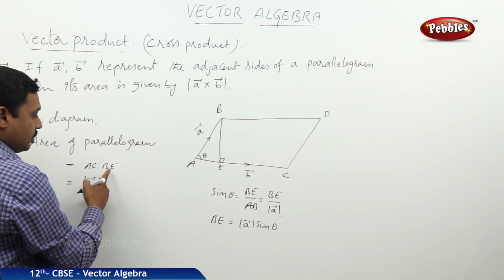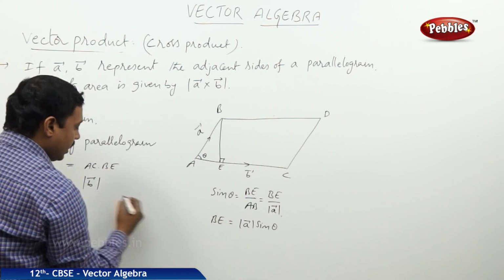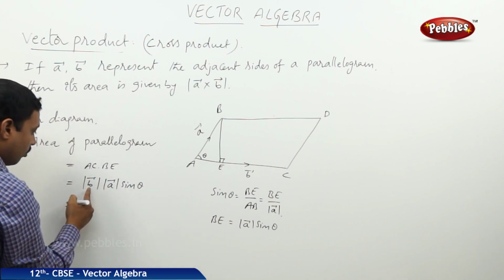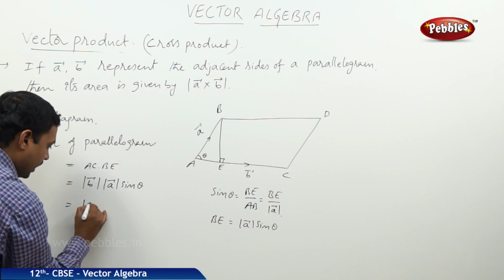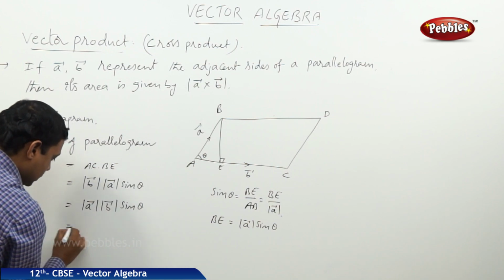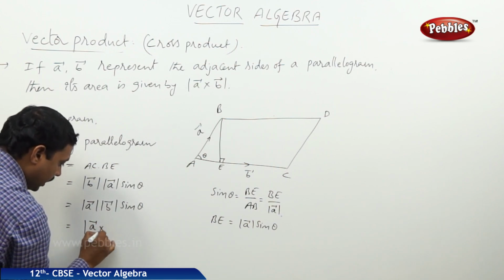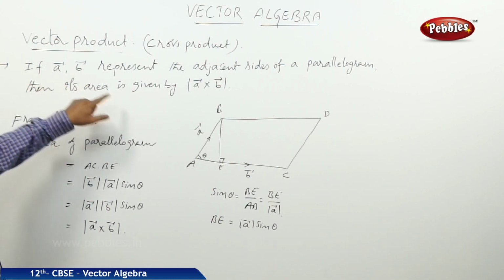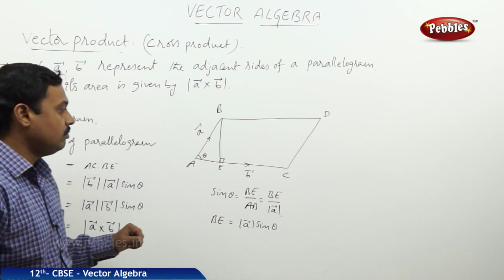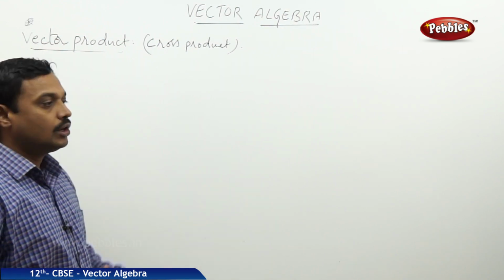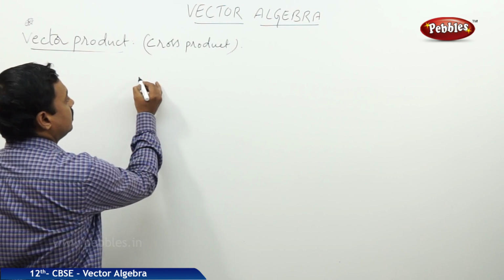Therefore, AC into BE, we can replace BE by mod A sin theta. So we have mod B into mod A, which is the same as mod A into mod B sin theta. What is this? It is the modulus value of A cross B. Therefore, if A bar and B bar are two adjacent sides of a parallelogram, then the area of the parallelogram is given by modulus of A cross B. Now we have two important properties.